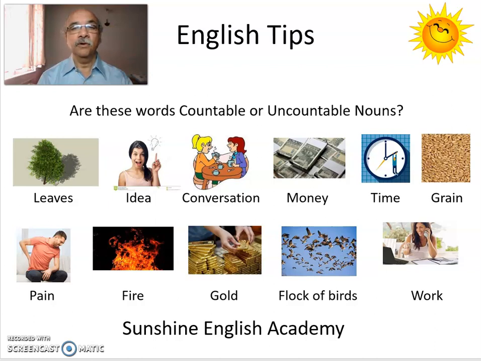Gold. Gold is uncountable. We can't say 1 gold or 2 golds. Similarly, all metals are uncountable. Also, all liquids are uncountable. Just like water. We can't say 1 water and 2 waters. Next, flock of birds. A flock is countable. We can say 1 flock, 2 flocks, 3 flocks of birds. So collective nouns are also countable.